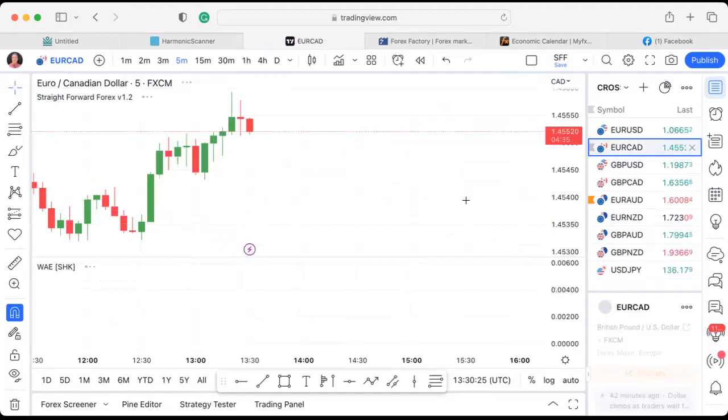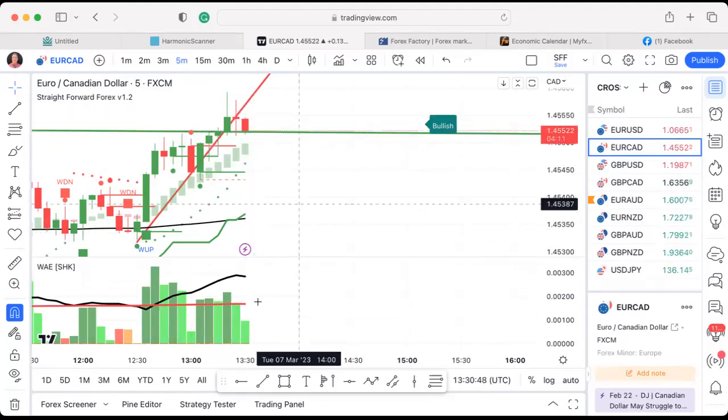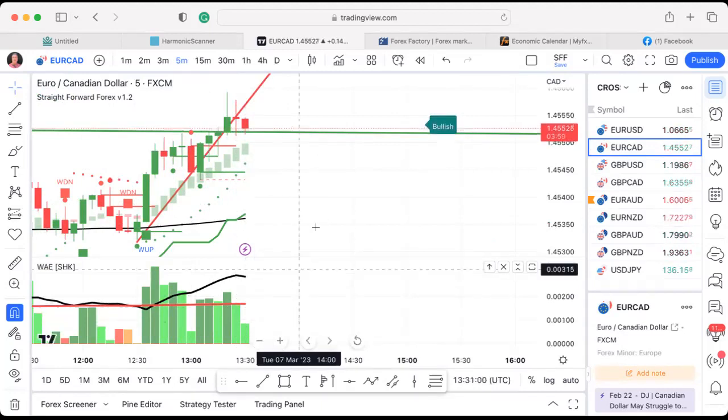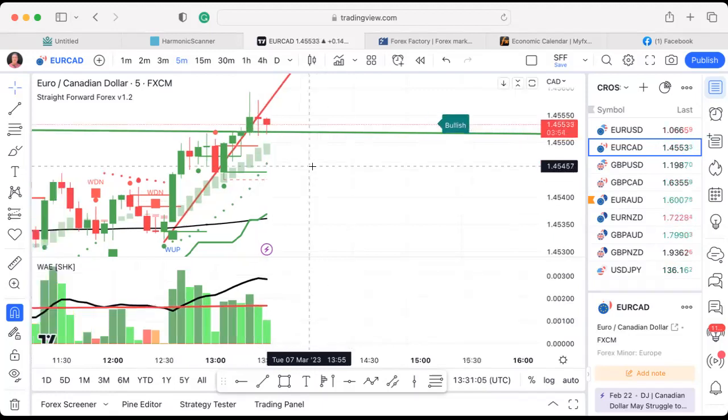Euro CAD. Price broke above the green line, but it struggled to get past the red line. As I said, it's in a wave up. There's a wave block. We've got the green super trend pointing upwards, but price is just struggling to get past this red line. The explosion line is above the dead zone, but we haven't quite got the momentum there. Just a matter of time. We just have to be patient.